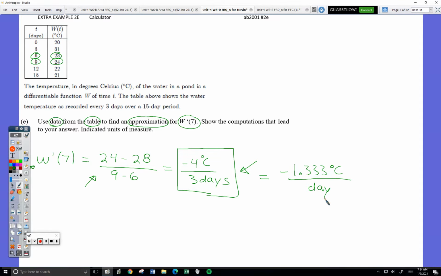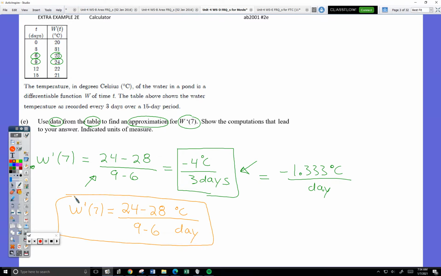But I want to follow your recommendation on the actual test. I want to just write W prime of 7. I have to show my computations because it is explicitly stated in the instructions that I must. I have to show units, so I definitely want to do that. But Eric is correct. On the actual AP test, that would be your best thing to do. Is that what you meant? Yeah. Perfect. There you go.